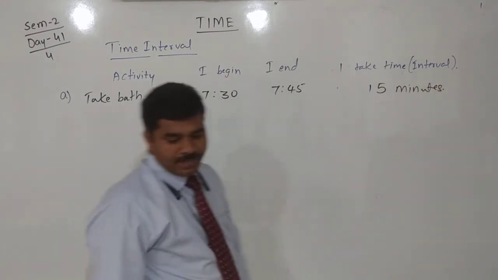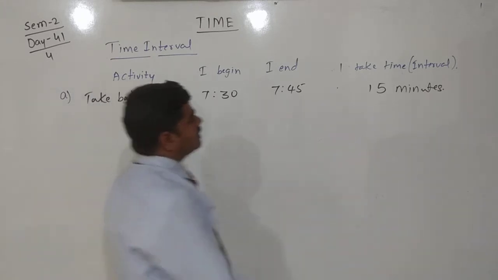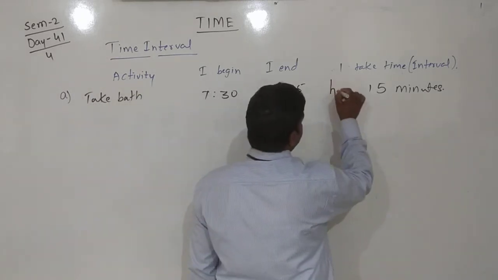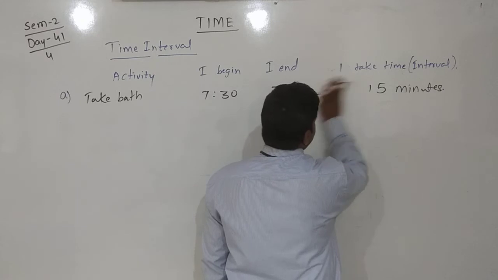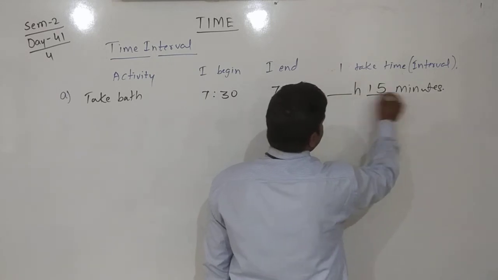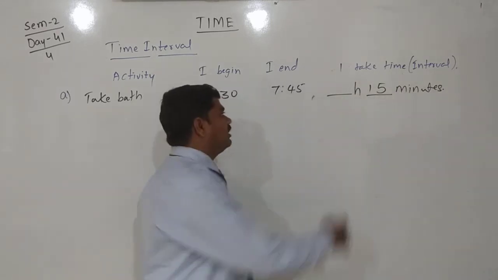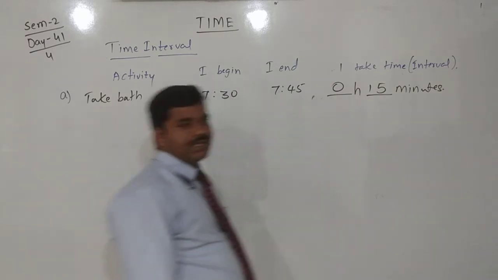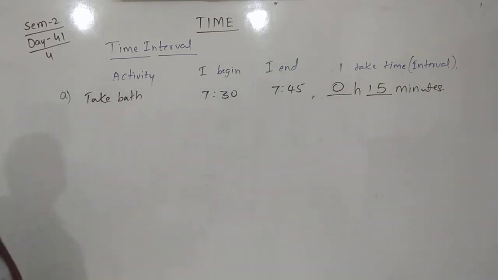Yes or no? How many hours? How many minutes? Here, dash hours, dash minutes. 0 hours 15 minutes. You took the time 0 hours 15 minutes. That's B, the next activity.